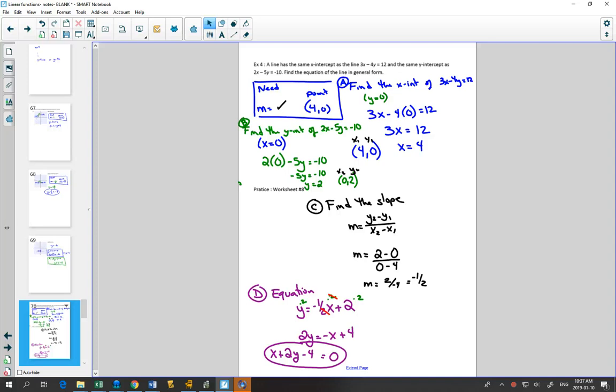Okay, so practice sheet number 8. We've got about 10 to 15 minutes left.